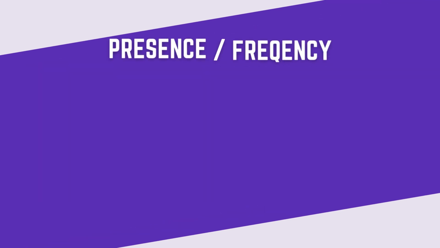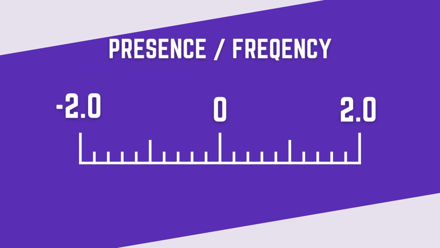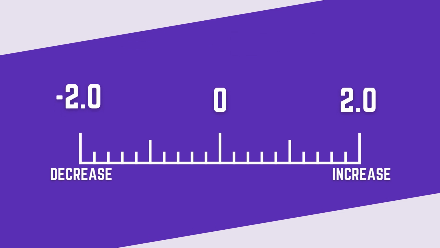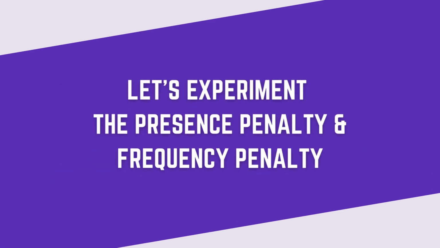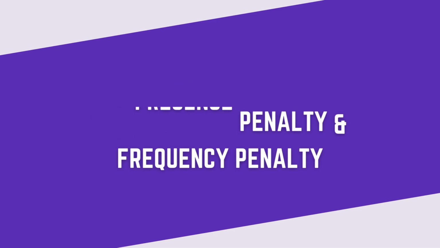Both the presence penalty and frequency penalty range between negative 2.0 and 2.0. Positive values for these parameters increase the penalty, while negative values decrease it. Let's experiment with different values for the presence penalty and frequency penalty.